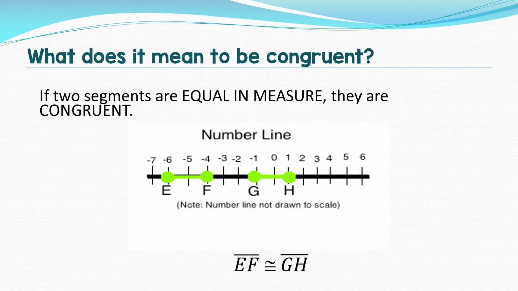So for example, let's take a look at these two. We have segment EF, which is 2 units long. GH is also 2 units long. They are not the same thing. One goes from -6 to -4, the other goes from -1 to 1. But their measure is 2, and therefore we can say they are congruent because they have the same measure. Notice this indicator for congruency: it's a squiggly line on top of an equal sign. Think of it as almost equal, but not quite. It's just congruent because it's only equal in measure.